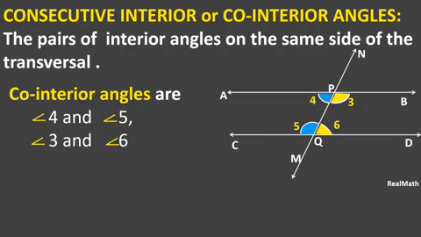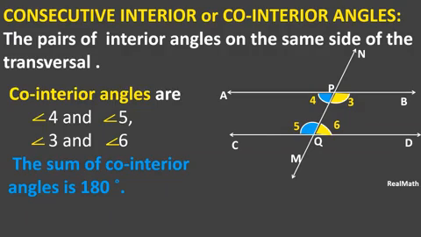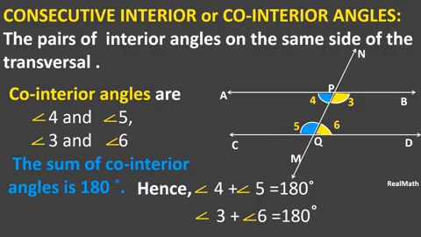Co-interior angles property is the sum of co-interior angles is 180 degrees. So angle 4 plus angle 5, it is on the same side of the transversal, that is equal to 180, and sum of angle 3 and angle 6 is equal to 180.